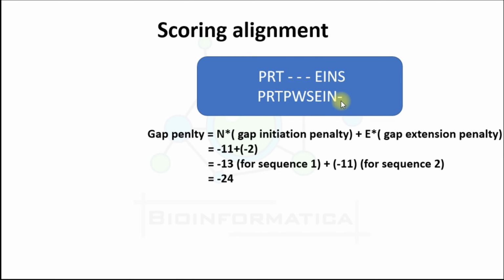Also we have a gap in sequence 2. So we'll add the gap initiation penalty for this gap, that is -11 for sequence 2. So it becomes -24. Now the score would be 32 minus 24. Here the question arises, why this 32? What is this 32? Where did the 32 come from?